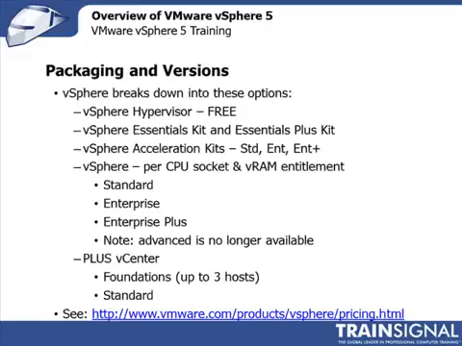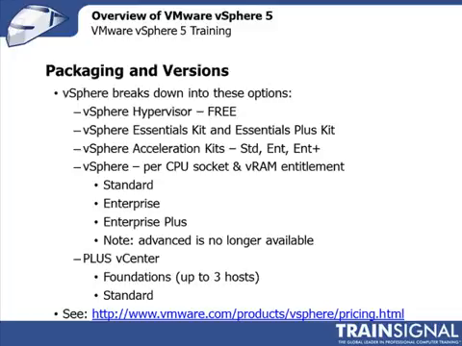Moving down the list there, you've got vSphere. You can just buy vSphere without vCenter, and it's sold on a per CPU socket basis, and each edition of vSphere comes with a specific amount of VRAM entitlement. You should also note that the advanced version of vSphere is no longer available in vSphere 5. So if you're buying any of those editions of vSphere, you should also buy vCenter on top of that.